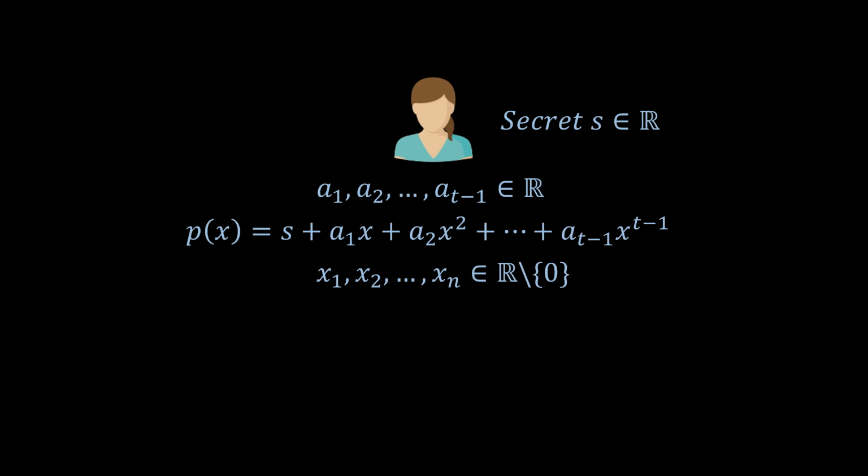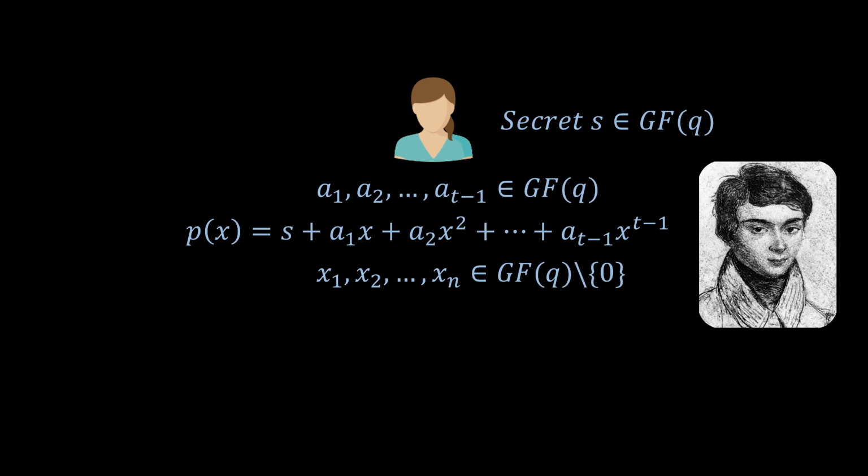However, there is one thing we need to fix. We said that the secret and all parameters are real numbers, which are not really suitable for computers with bounded memory. In practice, numbers from a Galois field would be used instead. Now that we understand the basics of threshold secret sharing, let's see how we can use it.